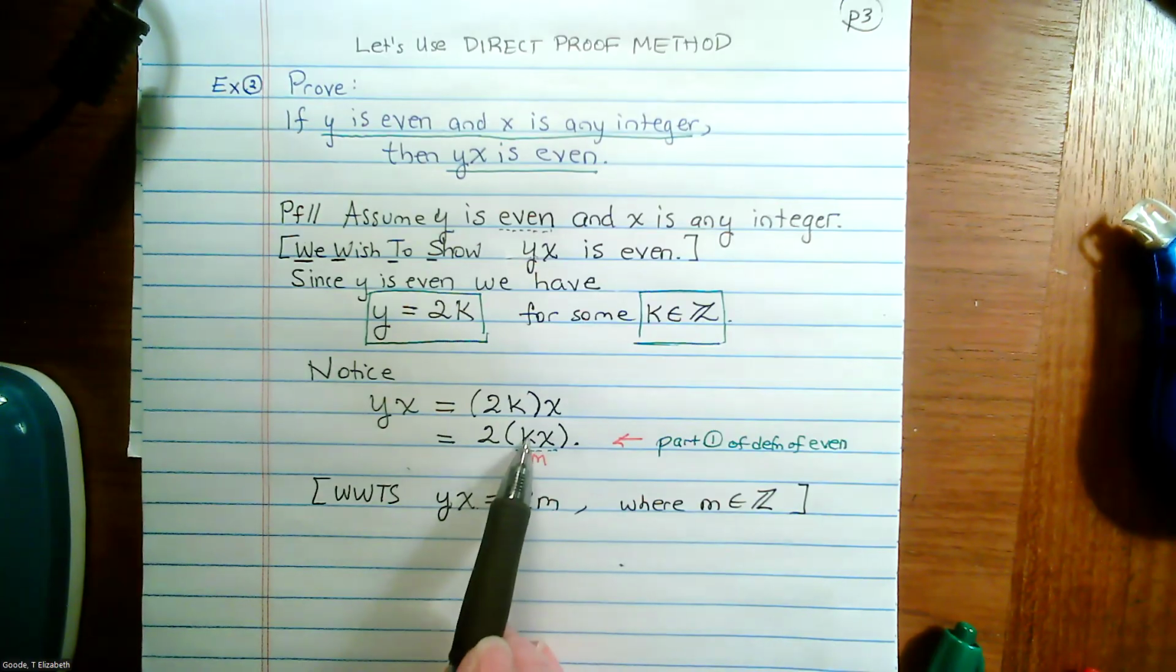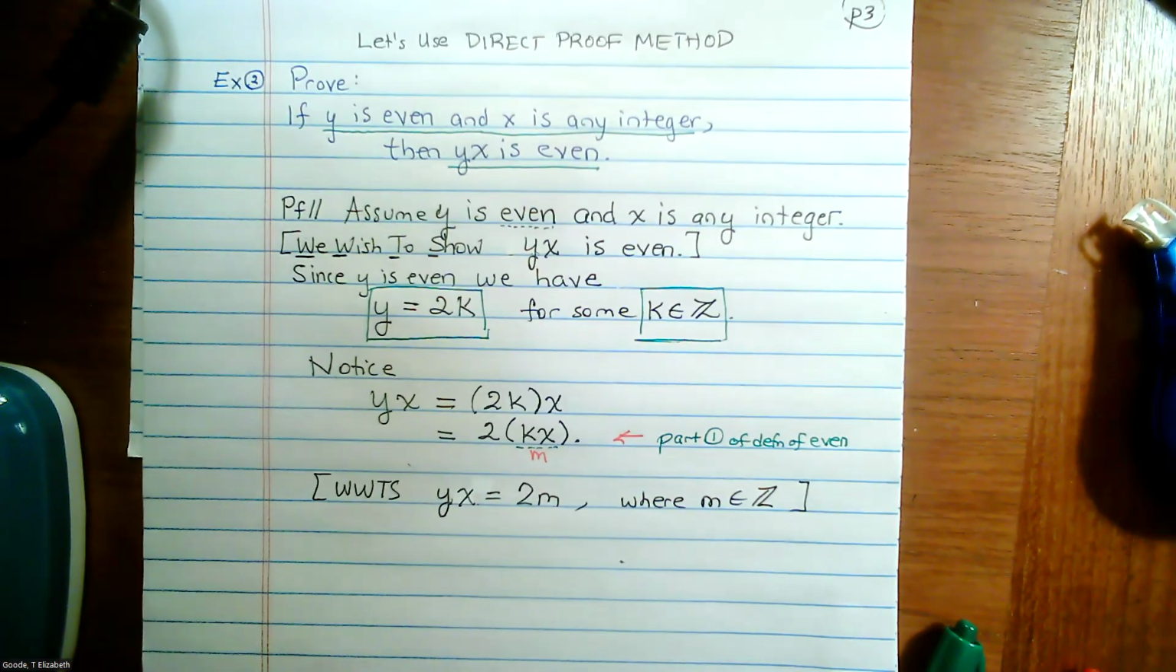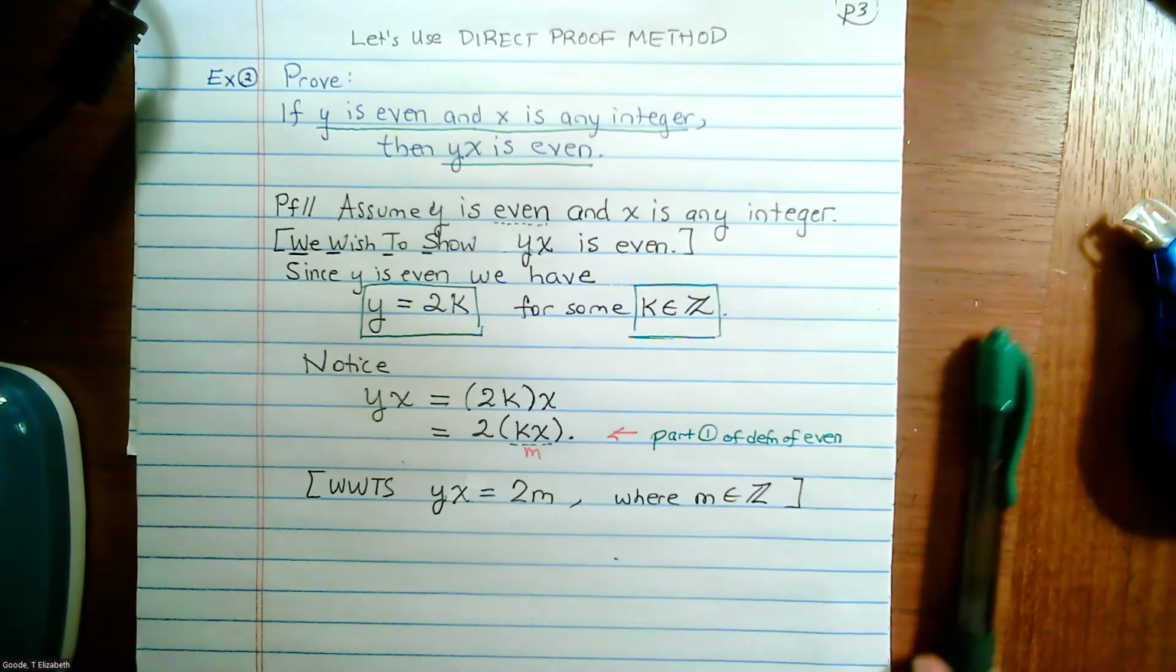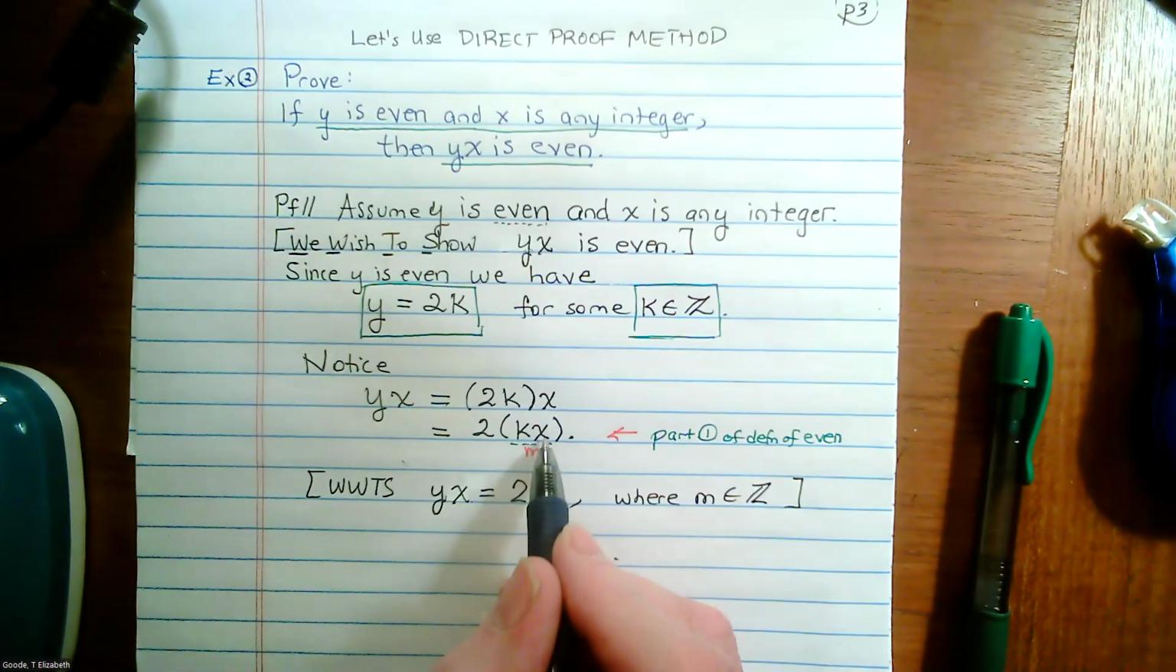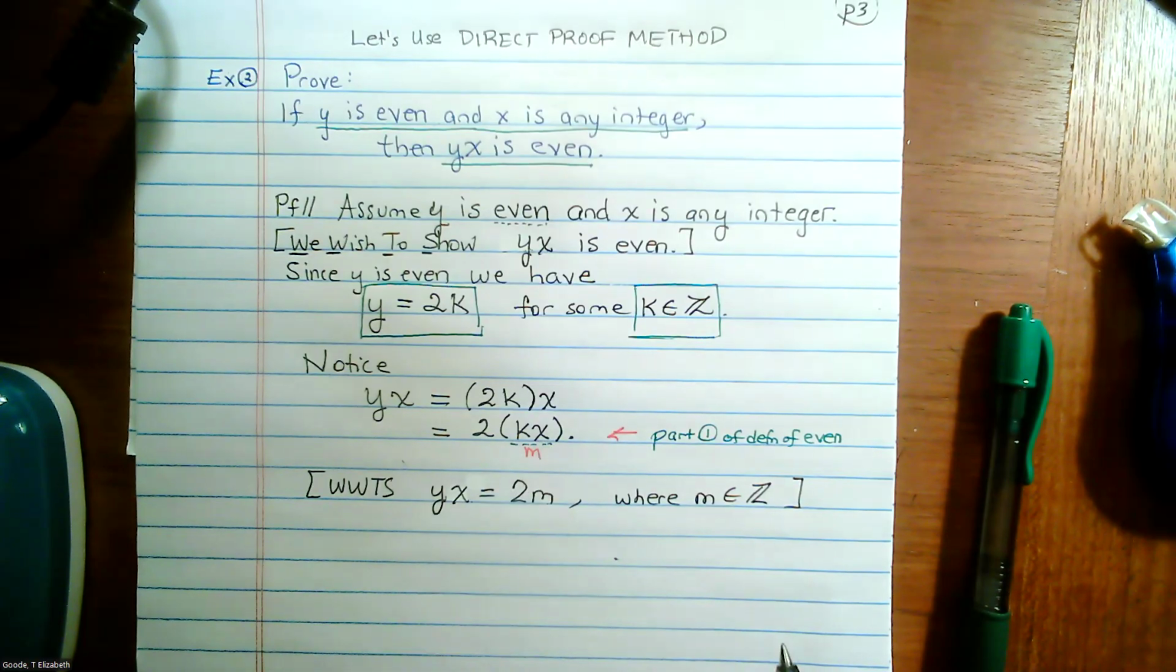So why do we know kx is an integer? That's what we're calling our m here. Well, we talked about closure properties, that if we have 2 integers and we multiply them together, that product is always an integer.